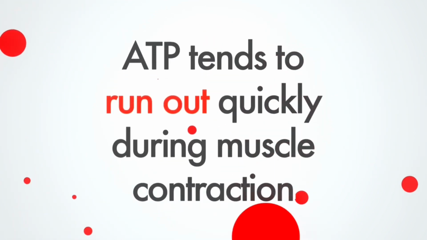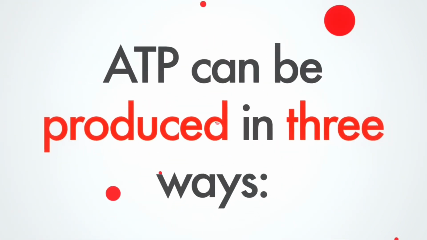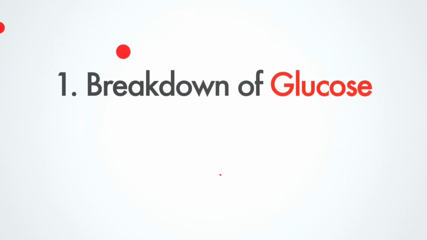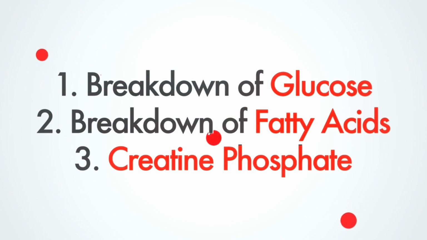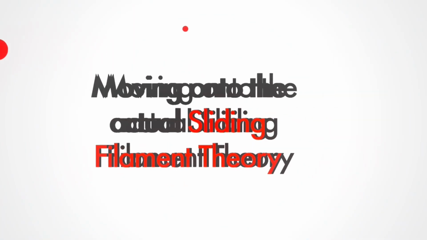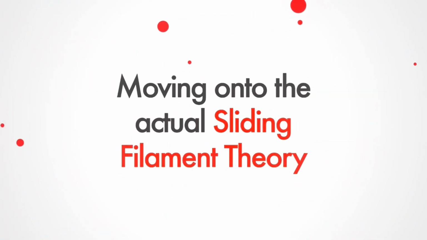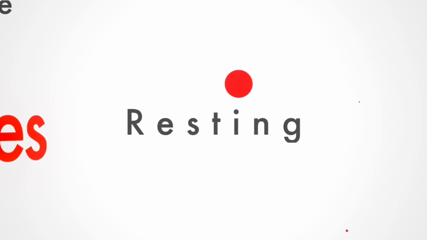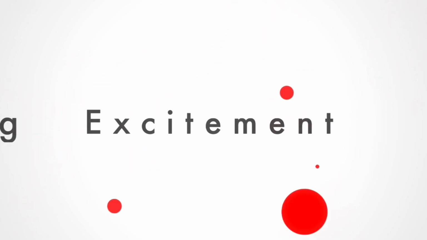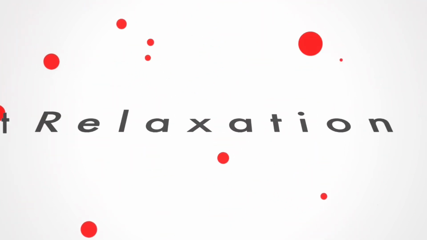ATP tends to run out quickly during muscle contraction, but it can be produced in 3 ways: a breakdown of glucose, a breakdown of fatty acids, and creatine phosphate found within muscle cells. Now, moving on to the actual sliding filament theory itself. The sliding filament theory can be broken up into 4 stages: the resting stage, the excitation stage, the contraction stage, and the relaxation stage.